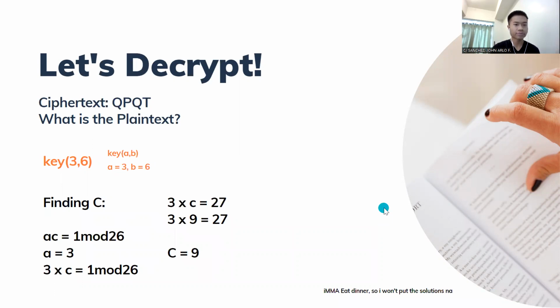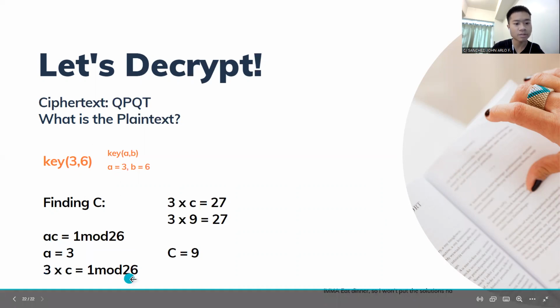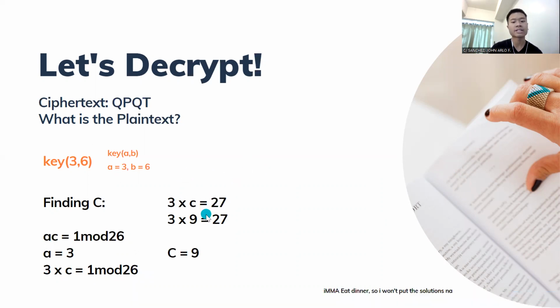Okay, good. So now let's move on to decrypting. So decrypting is the same thing. The only difference is that we need to find C and that we need to use the other formula, which is C(x minus b) modulo 26. So first, how do we find C? We use this equation, A multiplied by C equals 1 modulo 26. So since we know what A is, which is 3, we just multiply 3 by C to get 1 modulo 26. So let's say it's 27. So what multiplied by 3 is 27? It's 9. So C is 9.